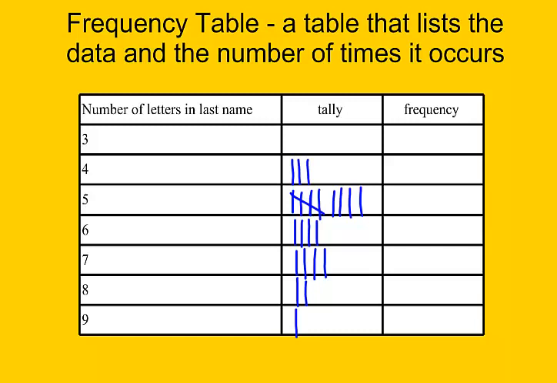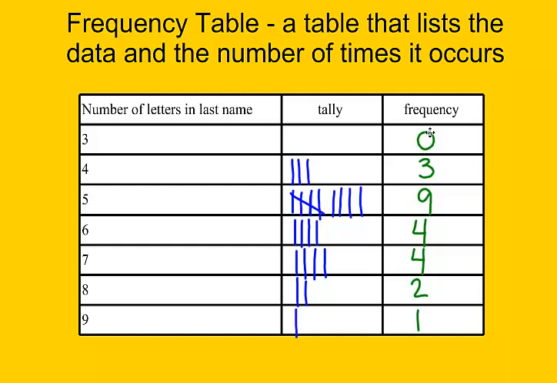So here we have to write the frequency. We have 0 people with 3 letters in their last name. 3 people have 4 letters in their last name. 9 have 5 letters. 4 have 6 letters. 4 have 7 letters. 2 people have 8 letters, and 1 person has 9 letters in their last name.